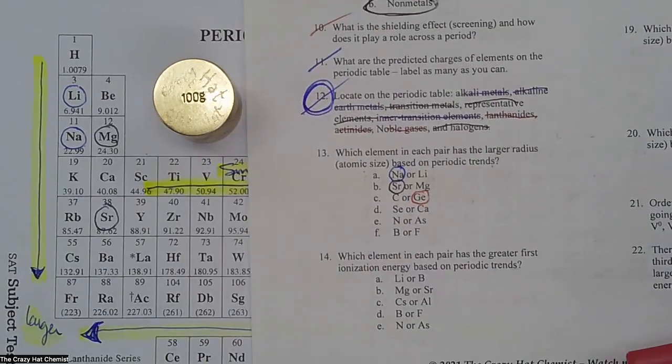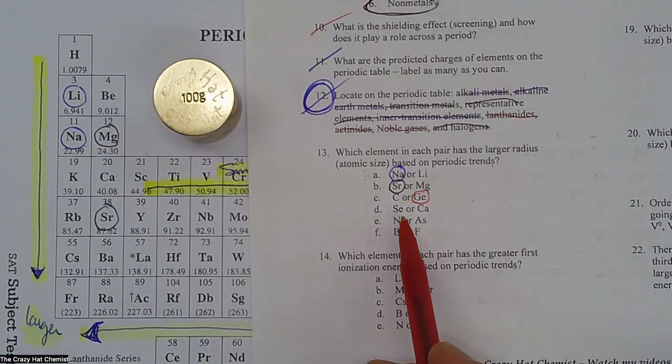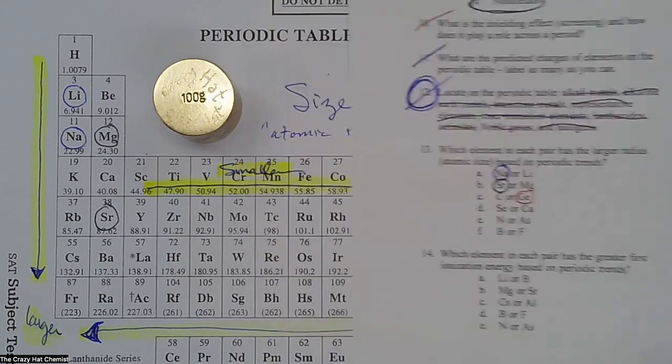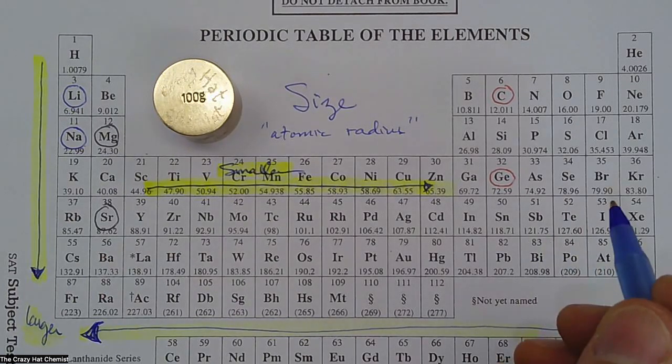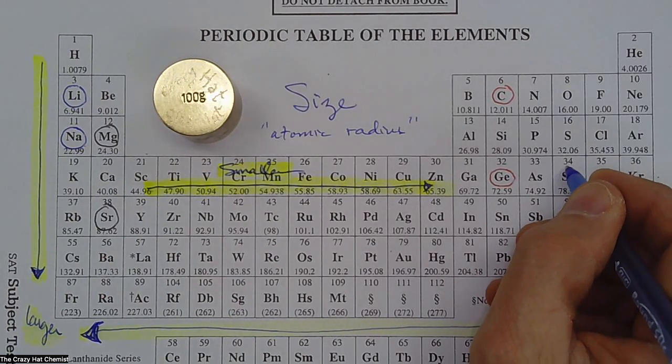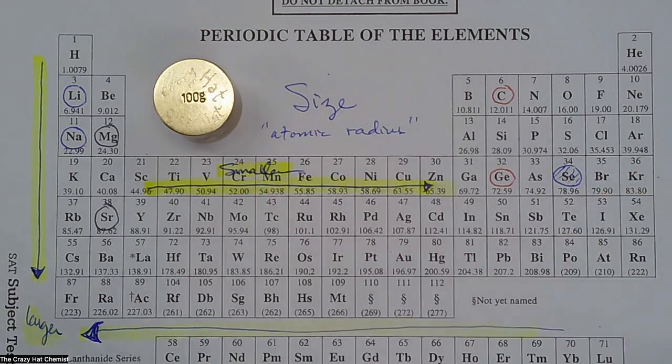Now we got that. So the next one is selenium or calcium. Okay, so selenium, and let's see here. That is right over here. And we'll do this here and then hash it a little bit.